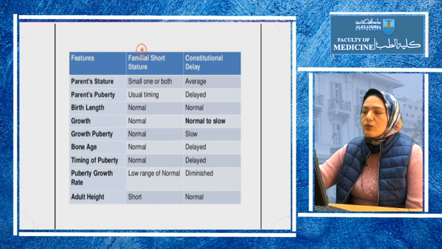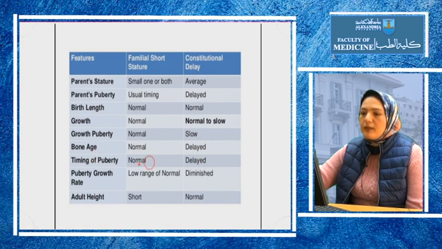Finally, it is very important to tabulate the difference between familial and constitutional short stature, as we mentioned before, through the following features. The parents' stature is small in familial while average in constitutional. Puberty is normal in familial while delayed in constitutional. The birth size is normal in both. The growth is normal in both. The growth at puberty is normal in familial while slow in constitutional.